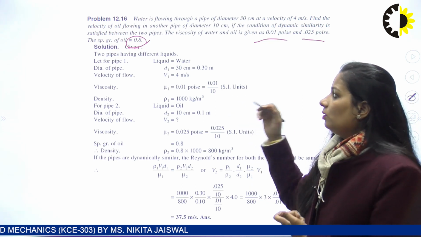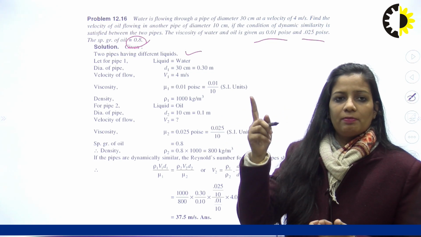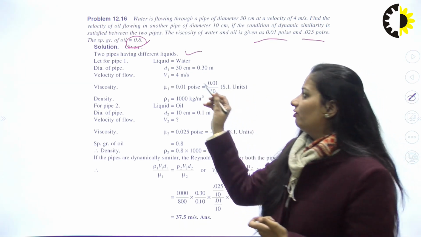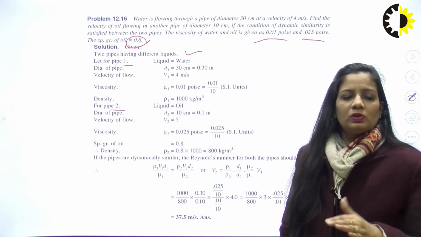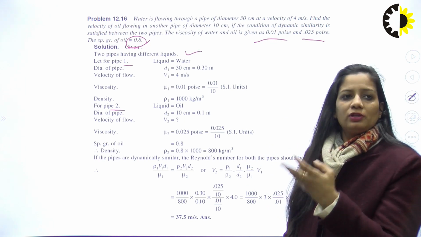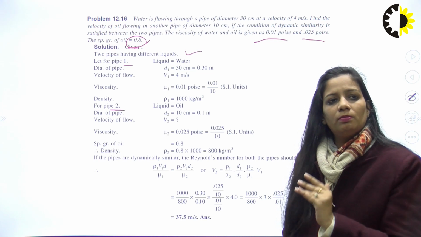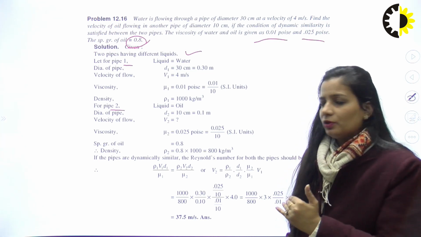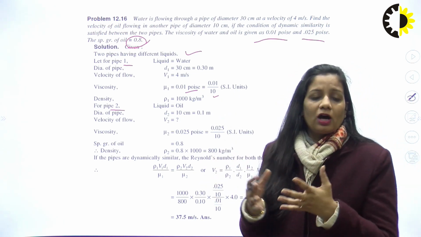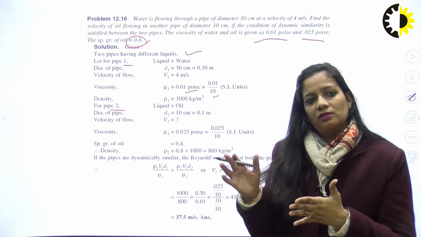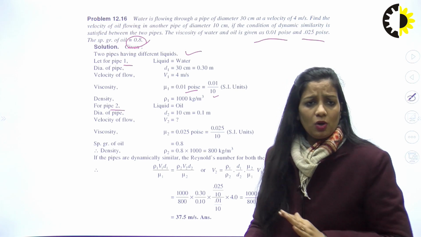Now the two pipes have different liquids, so we are naming them pipe 1 and pipe 2. In the first pipe the liquid was water, the diameter was 30 centimeter, and the velocity was 4 meter per second. Viscosity, here you can see how we convert poise to SI units. We just divide by 10. The density of water we also know very well.